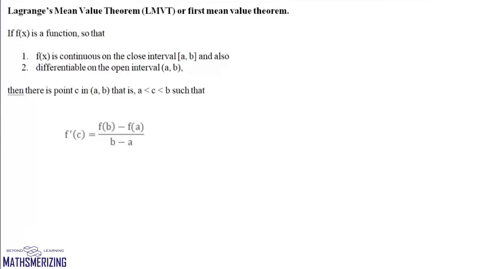Now the theorem is Lagrange's mean value theorem or the first mean value theorem. Now it says if f(x) is a function which satisfies the following two conditions, the first one is f(x) is continuous on the closed interval [a, b] and it is differentiable on the open interval (a, b), then there exists a point c in the open interval (a, b) such that f'(c) is equal to (f(b) minus f(a)) upon (b minus a). Now what is the geometrical interpretation of that?